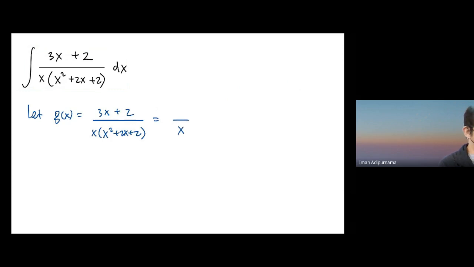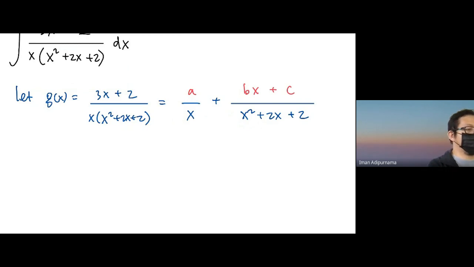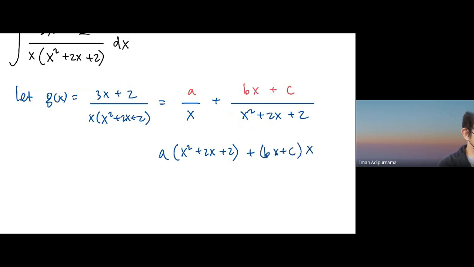So this is A over x plus this whole Bx plus C over x squared plus 2x plus 2. So we may need to find A, B, and C. So I think we can try to find. First, we can compute this and equate this to the results here.